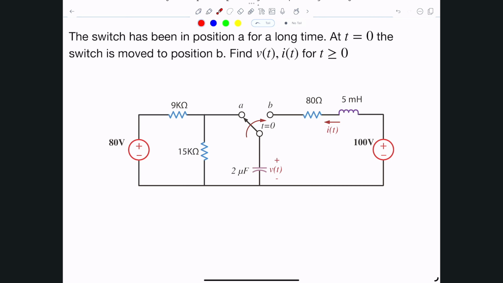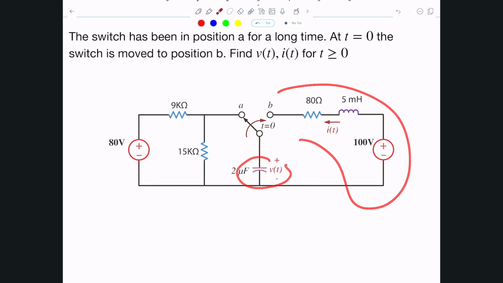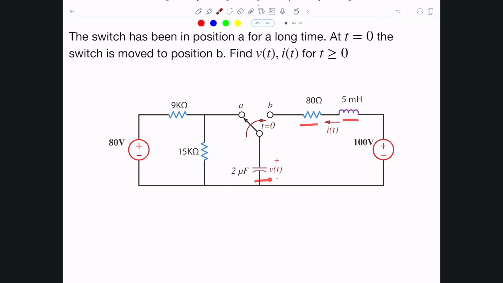In this example, we're given a circuit that contains a capacitor connected to this part of the circuit, and at time t equals 0, we have a switch that flips from position A to position B, connecting that capacitor to a different part of the circuit in here, and forming an RLC in series circuit with a voltage source in here. And what we're being asked to compute is the voltage across that capacitor and the current flowing through it and through that inductor, since it's a single loop in here.